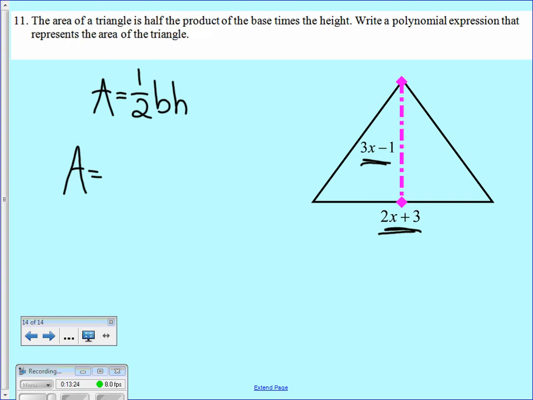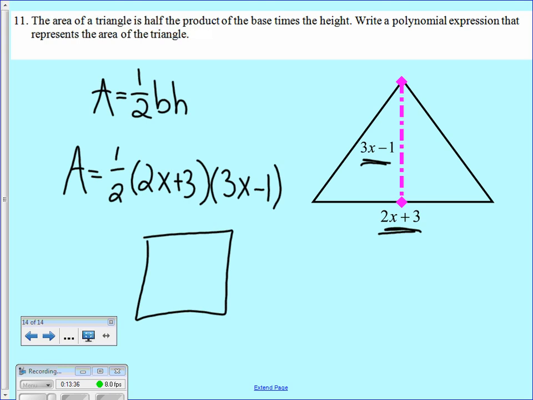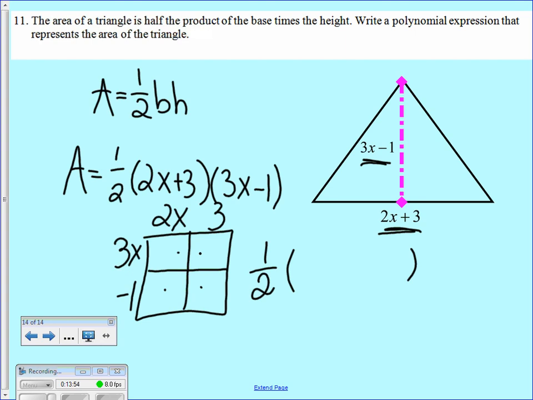So area equals 1/2 of our base times our height. So here's what I want you to do. I want you to set up your box for this one. And we have 2x plus 3, 3x minus 1. Multiply into that box. You should get your 4 terms. Then write your answer out in standard form. But when you write it out in standard form, once you're done, I want you to multiply everything by 1/2. So see if you can get the right answer on that one.